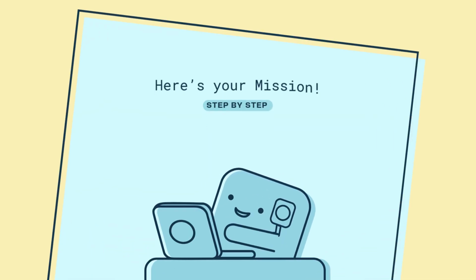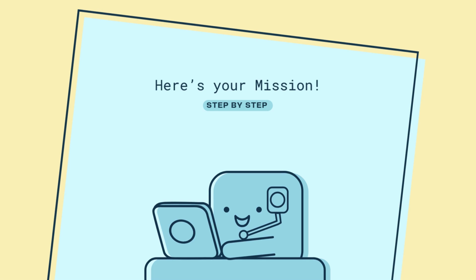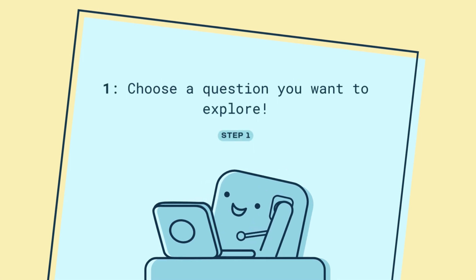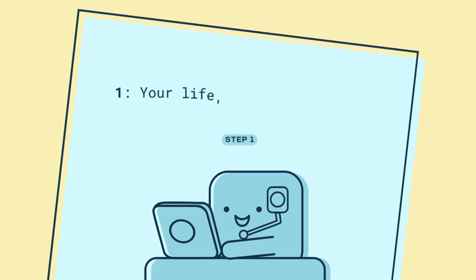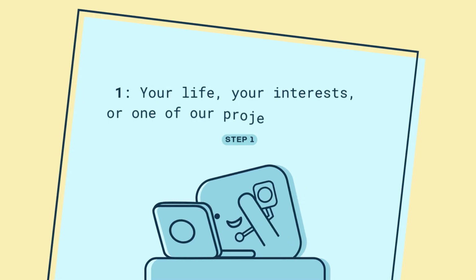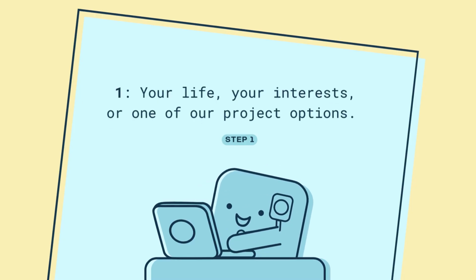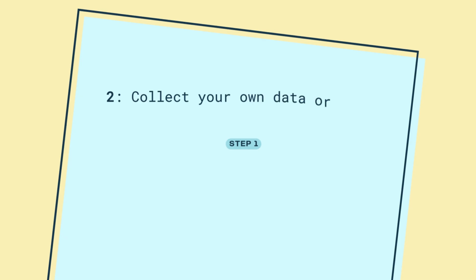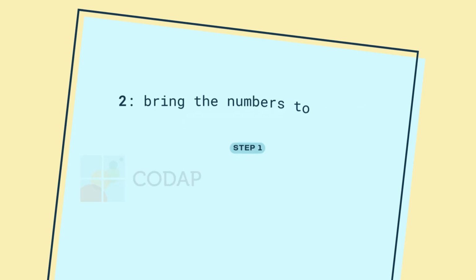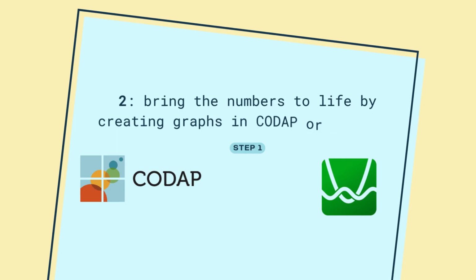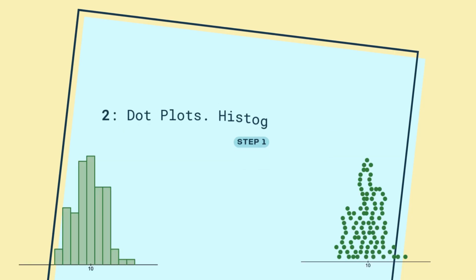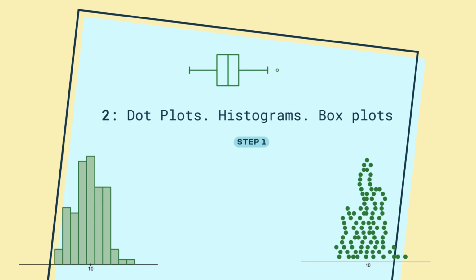Here's your mission, step by step. First, choose a question you want to explore. It might come from your life, your interests, or one of our project options. Then, collect your own data, or use a real data set. Once you have it, bring the numbers to life by creating graphs in CODAP or Desmos. Think dot plots, histograms, box plots, whatever helps show the story behind your data.